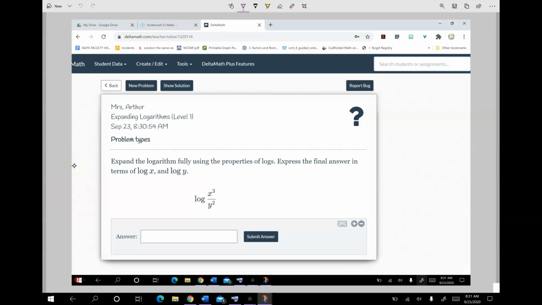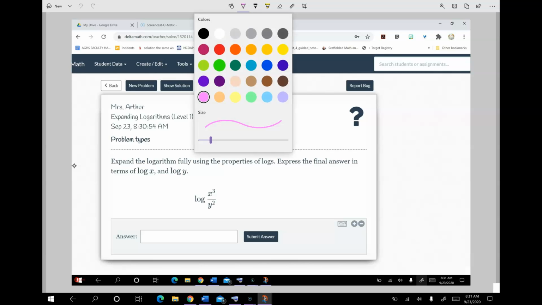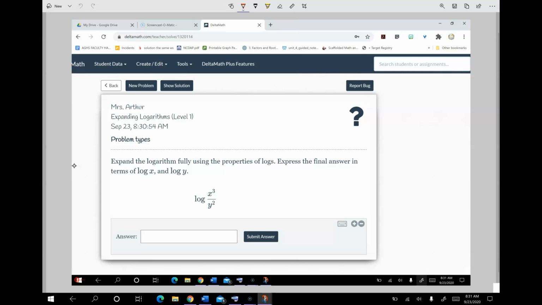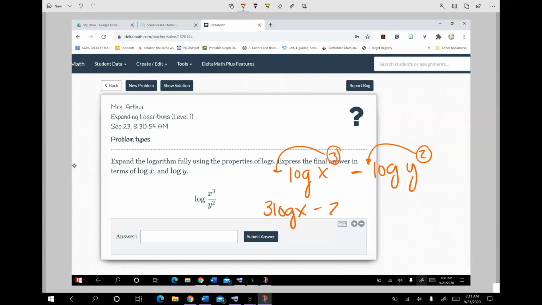Okay, here we go. So this one is division, so that means I'm going to be subtracting. I've got 2 logs, so I've got 2 things. I am dividing, so I'm going to subtract. Then you have to take those exponents and move them to the front. So I've got 3 log of x minus 2 log of y.